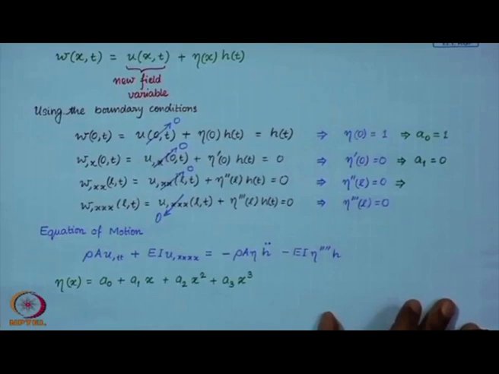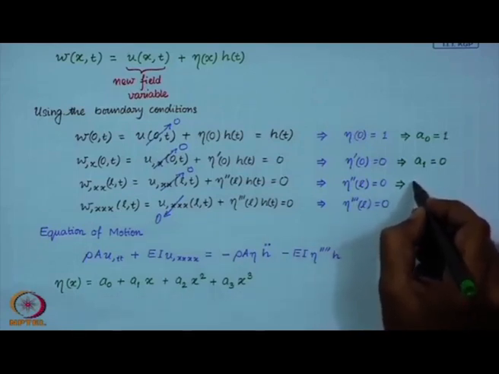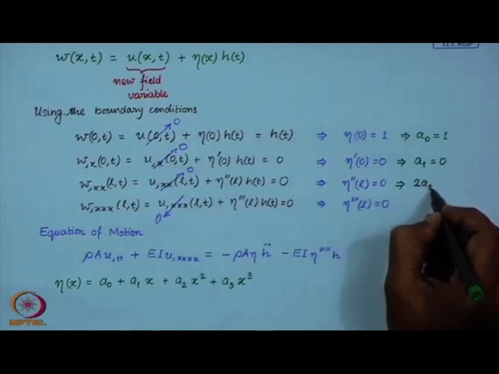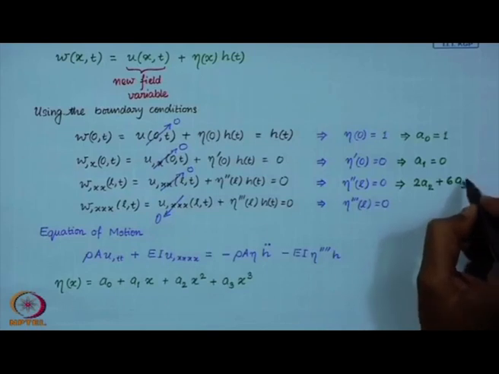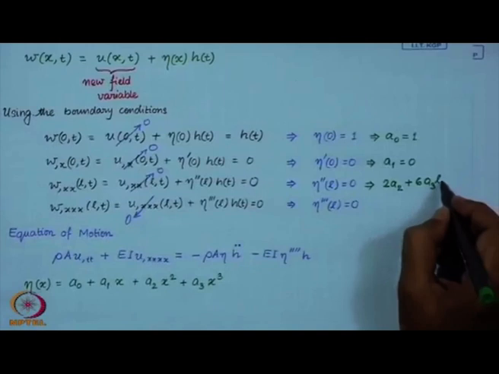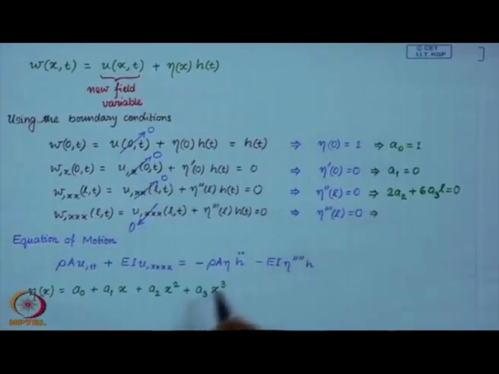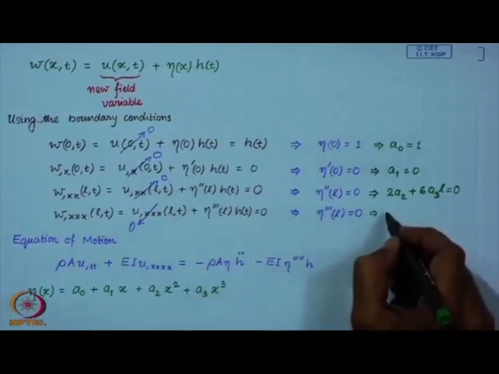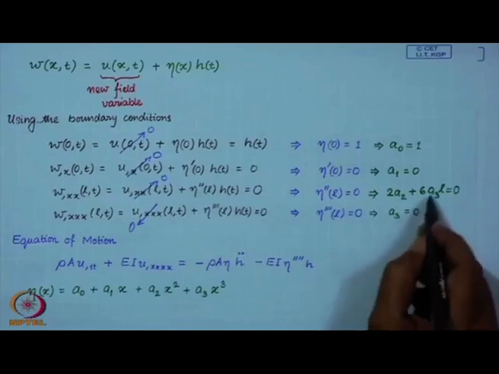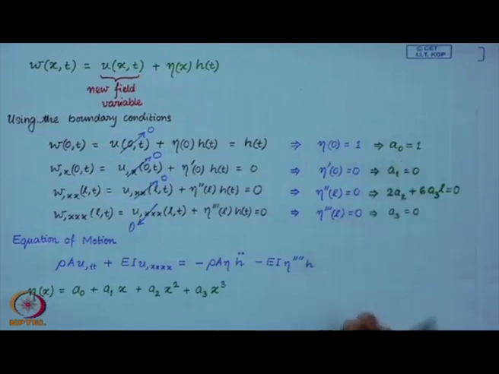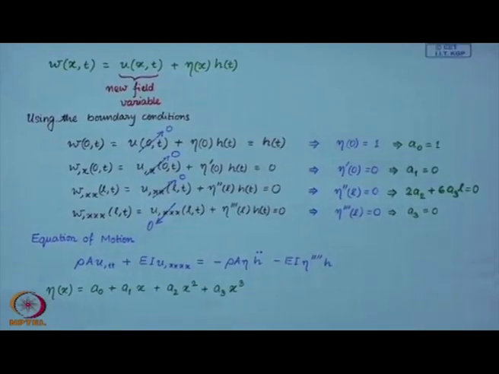Eta double prime L, if that is to vanish, then twice a 2 plus 6 a 3 L must vanish. And if the triple derivative of eta is to vanish, then a 3 must be 0. So, in that case a 2 is also 0. So, therefore, eta is nothing but 1. So, this is a very simple example.